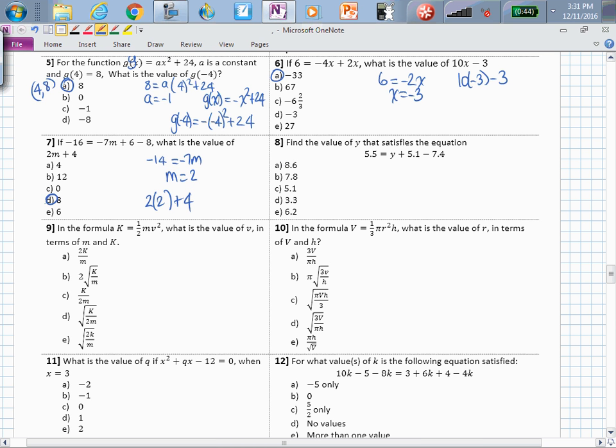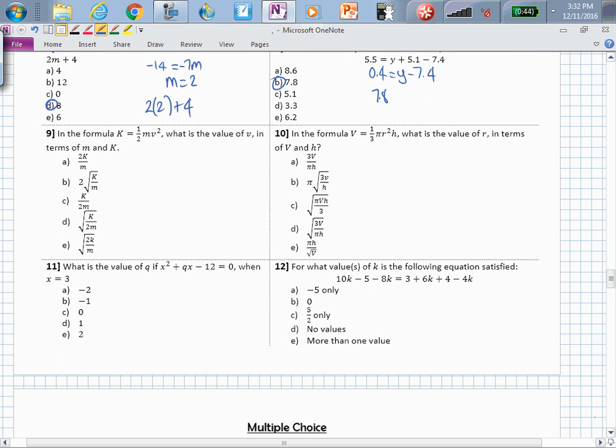Find the value of y that satisfies this equation. Don't let the fact that there's decimals in there mess you up. Combine our like terms, or actually just move this 5.1 over here. I get 0.4 equals y minus 7.4. If I add this across, 0.4 plus 7.4, 7.8, and it's just asking for y and nothing else.